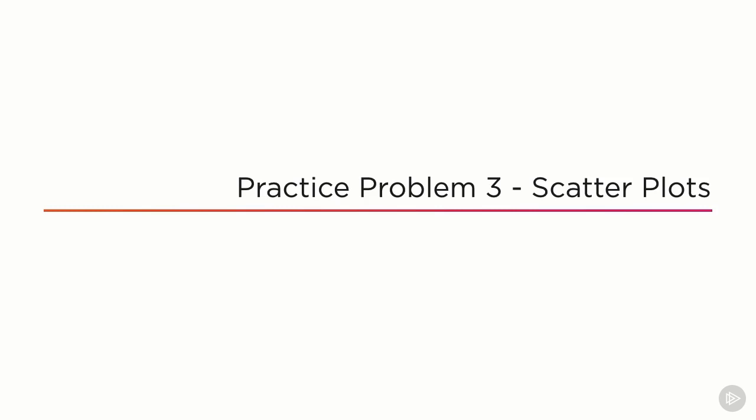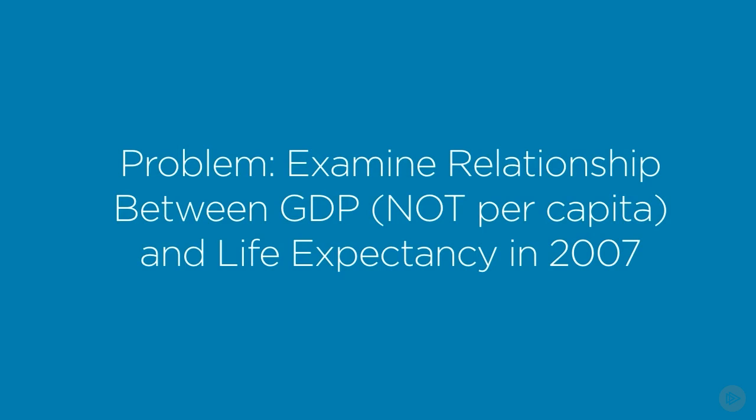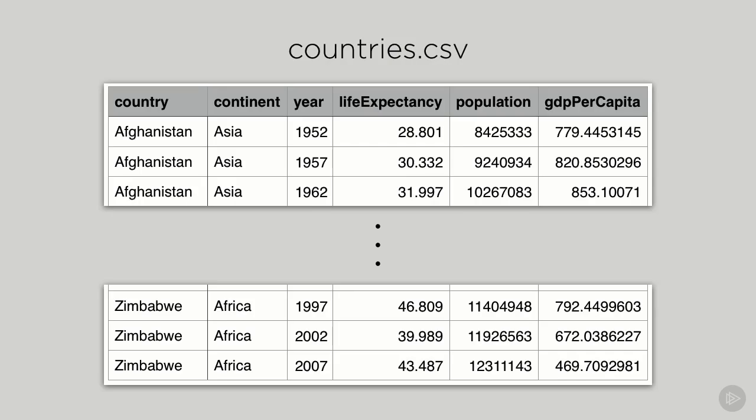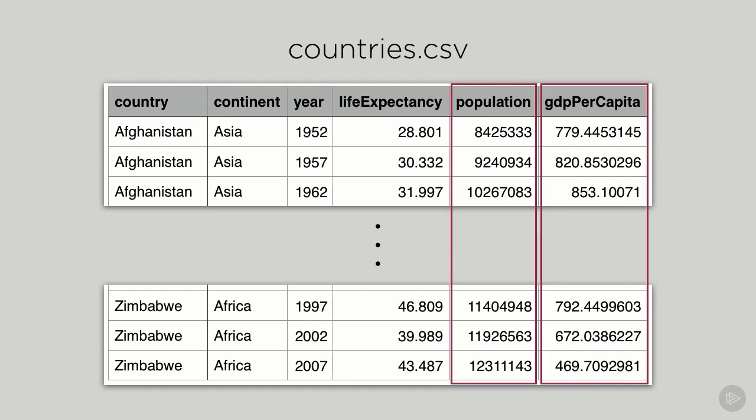Here's a problem for practicing what you've learned so far in this module. Examine the relationship between GDP and life expectancy in 2007. We're talking about GDP and not GDP per capita here. To find GDP, you can multiply population and GDP per capita in a country's data, because GDP per capita is, of course, GDP per person.